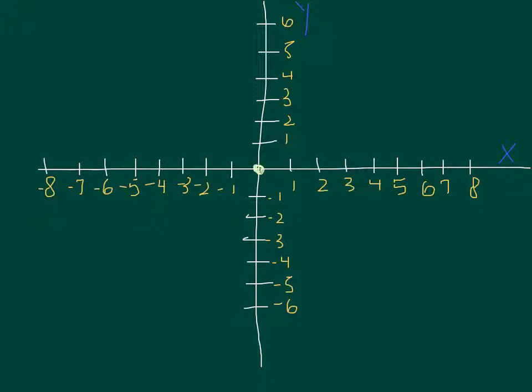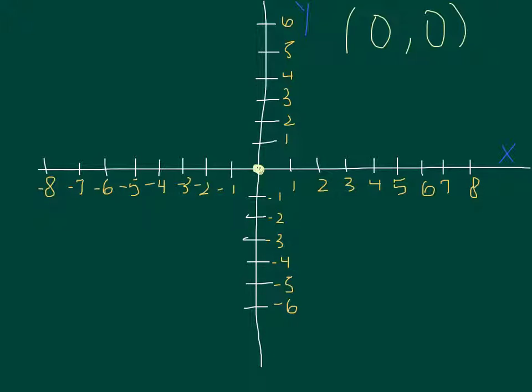This point right here, that's the origin. If it were to be written in an ordered pair, or if it were to be given coordinates, it would be written (0, 0). All coordinates are given the numbers they're given based on their relation to the origin.